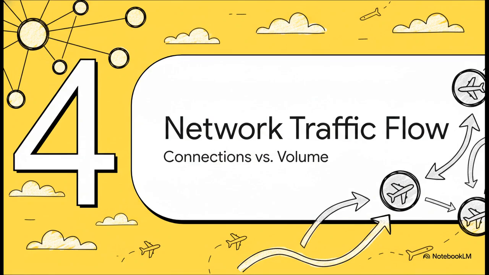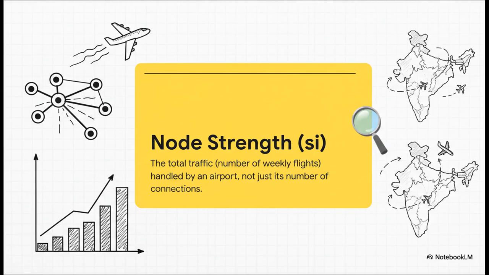Okay, so we've got the blueprint of the network down. We know it's a small world and it's dominated by hubs. But now let's add back that layer of reality we talked about earlier, the traffic. Because it's not just about who you're connected to, it's about how much stuff is actually flowing through those connections. To analyze traffic, we're going to need a new measurement.